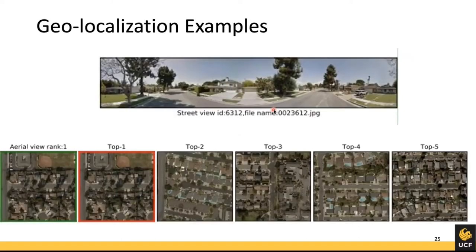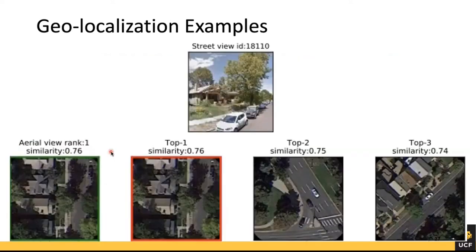Here we show some visual examples of the geolocalization results. The first row shows the query street view panorama image, and the second row shows the top 5 retrieved images. The green one indicates the ground truth, which we are able to retrieve as the top one. This is another example from the VO dataset, which only has a 90-degree field of view instead of a panorama. For this example, we are also able to get the top one correct as the ground truth.